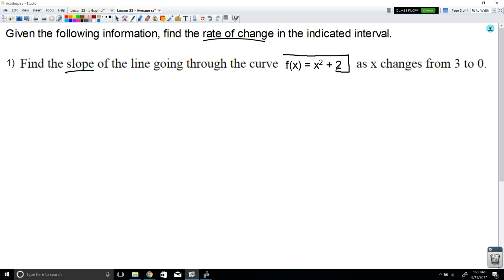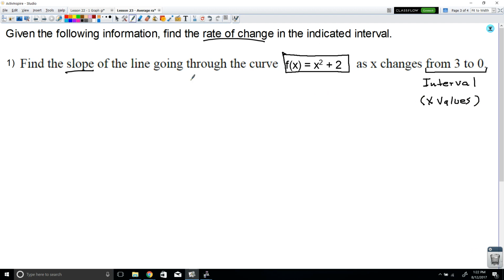So they're giving us this function. They're giving us the function x squared plus 2 as x changes. So here, this is the interval. The interval is from 3 to 0. Okay, so we have a function. We want the slope, and they're giving us an interval. And again, the interval is what we can consider as the x values here.